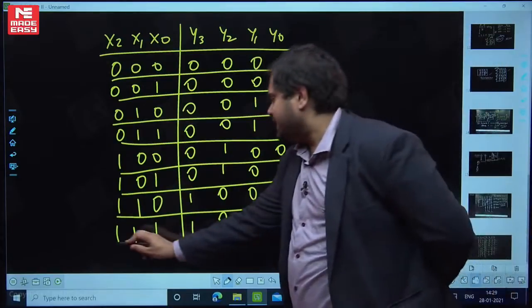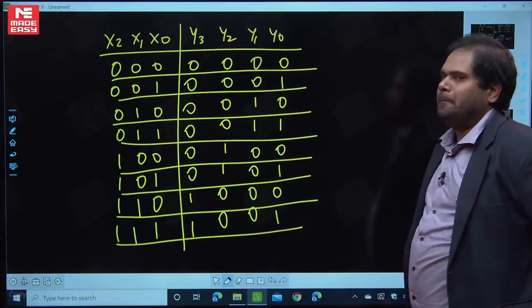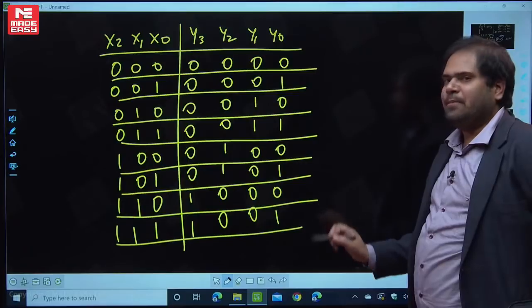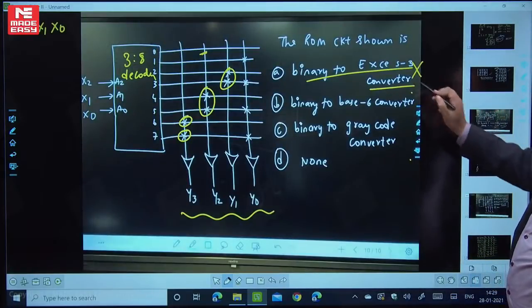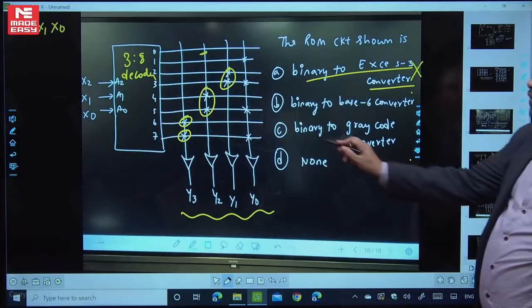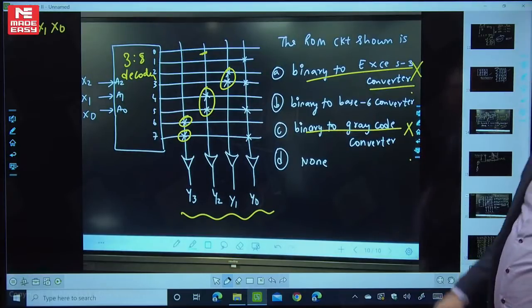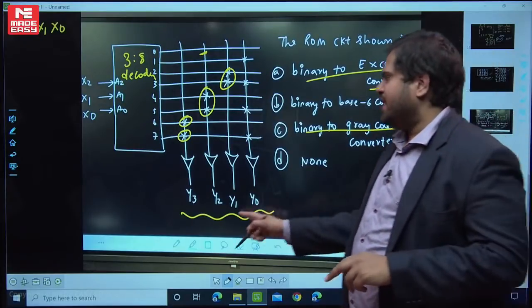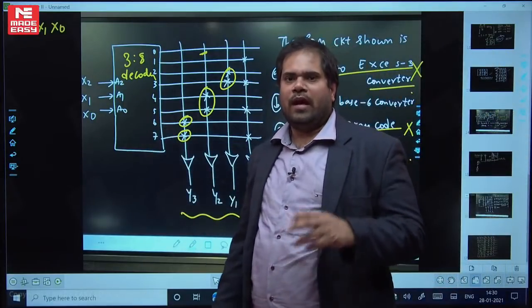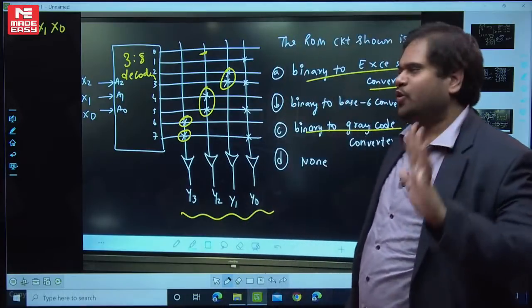Okay, and for 7 you are getting 9. You might have understood by seeing the table. XS3, not a chance. Now, is it binary to gray code? That is also not a chance, because for gray code the same number of bits should be there. If 4 bits are there, 4 bits should be there for gray code. You should have the same number of bits. Gray code also, no chance.